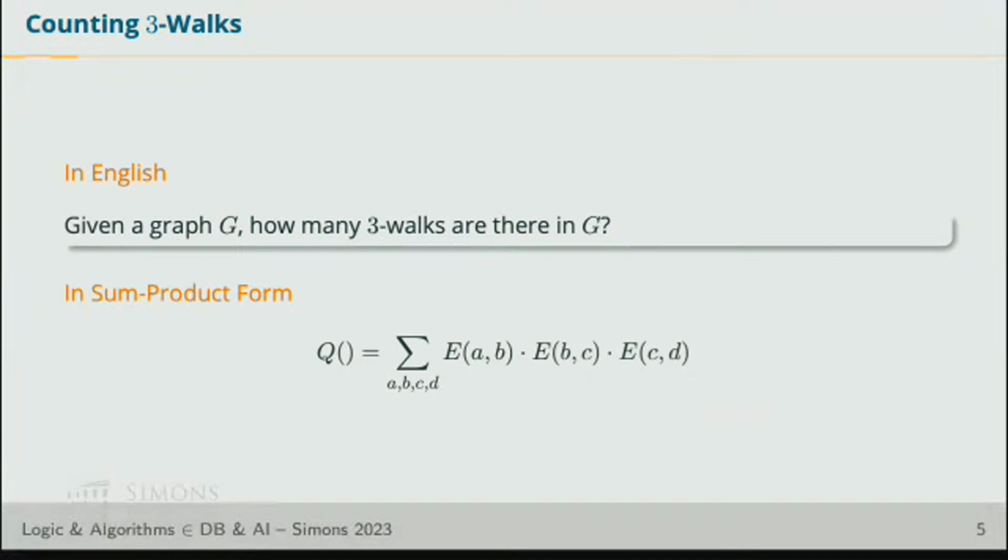Number of 3 walks in a graph. So this is basically, do they exist, or count the number of A, B, C, D for which you can go from A to B, B to C, and C to D. But what this means is that you can go A to B and B back to A, in which case A would be counted as C, right? Because there was no restriction that C and A have to be different.